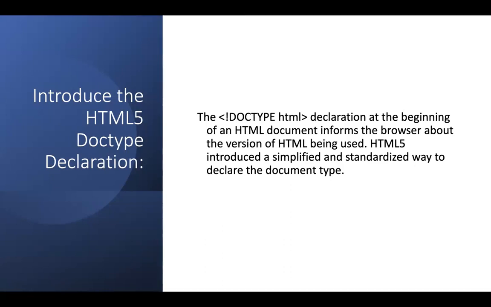Actually, what we are doing is informing the browser of that version. Then it will know what version we are using in this HTML document, in this web page. So HTML5 is the simplified and standardized way to declare the document type. So this is the way: doctype html.